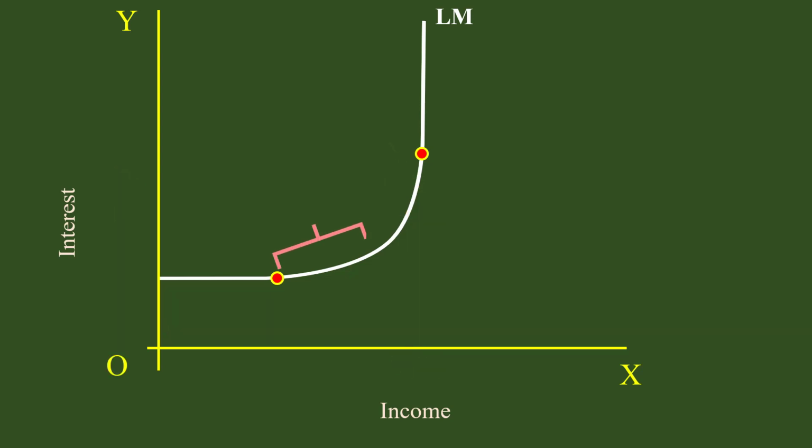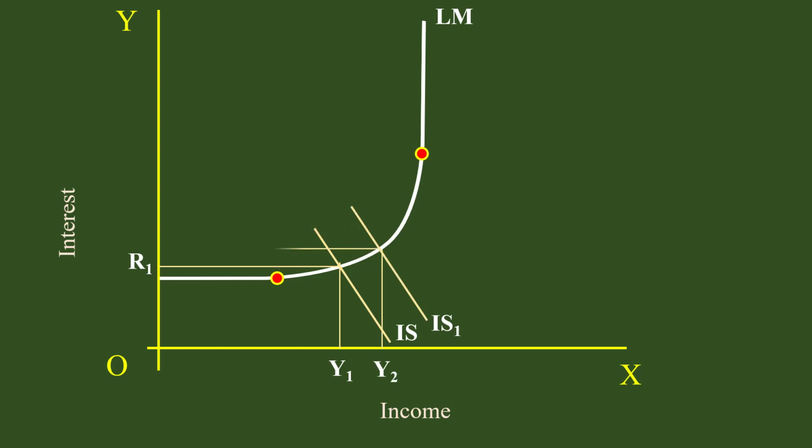Let us try the fiscal policy in the lower segment of the intermediate range. This range is relatively elastic. The economy is in equilibrium at R1 interest and Y1 income. The government increases its expenditure. It shifts the IS curve up. IS1 is the new curve. Y2 is the new income. It is higher than Y1. In this range also, fiscal policy is effective. Since the increase in income in this range is greater, the fiscal policy is more effective.